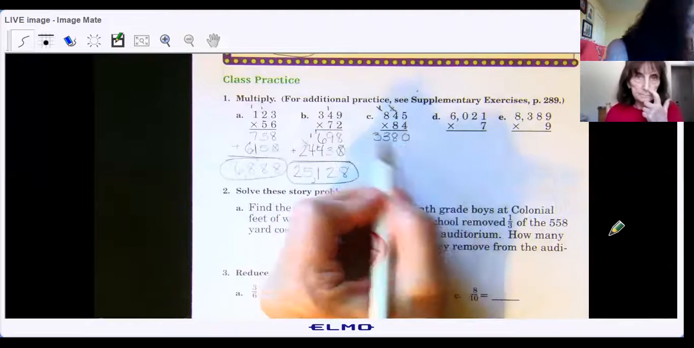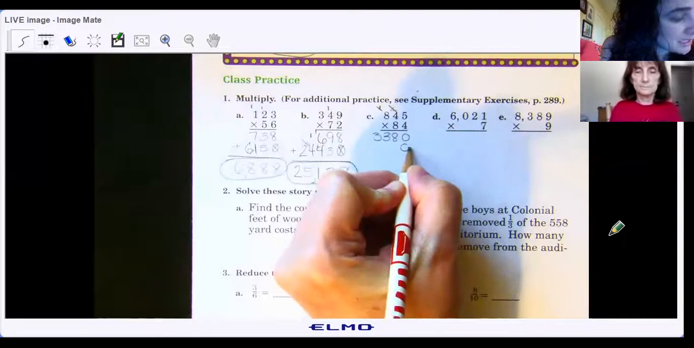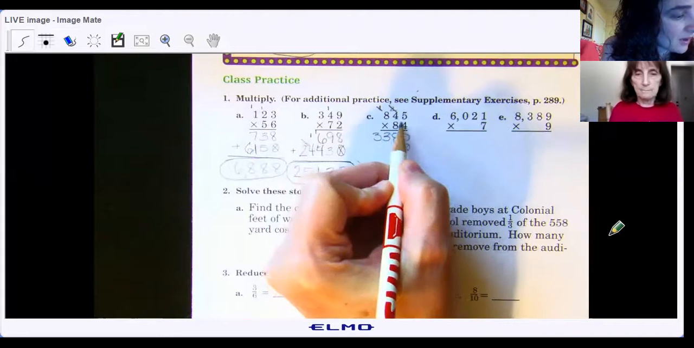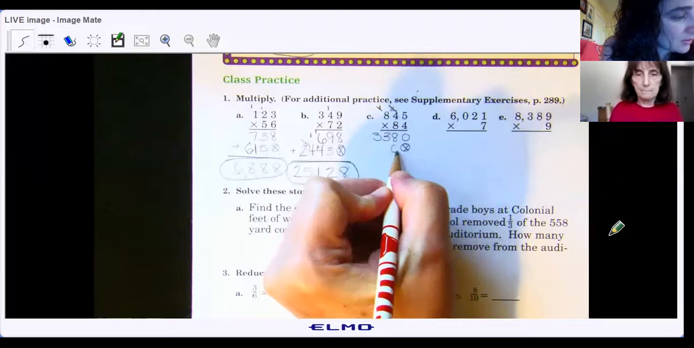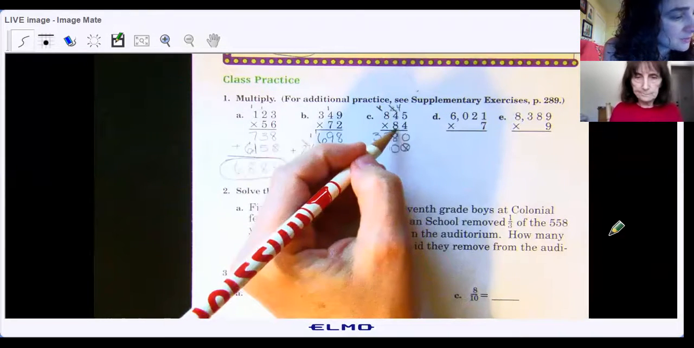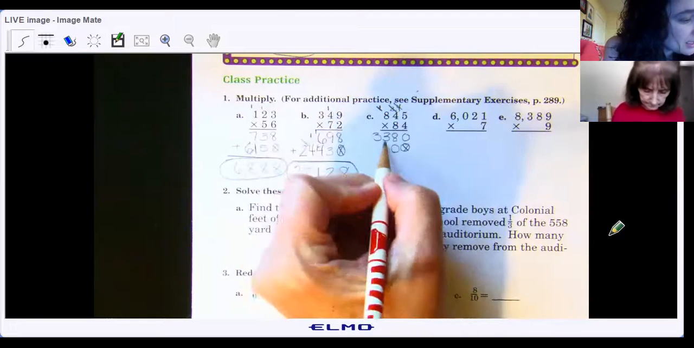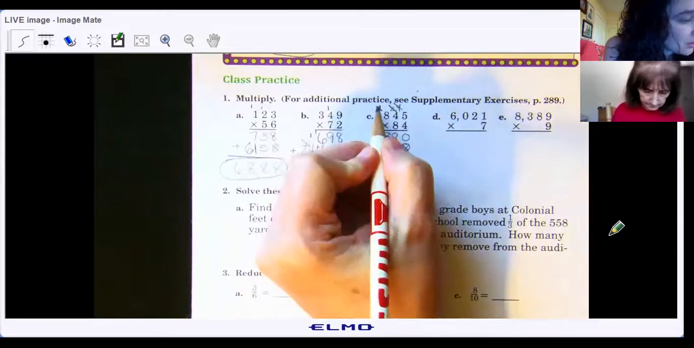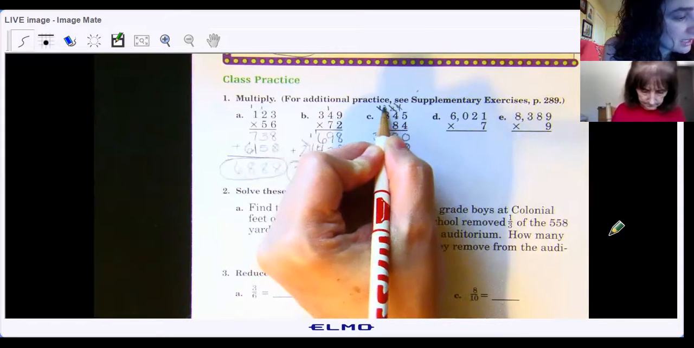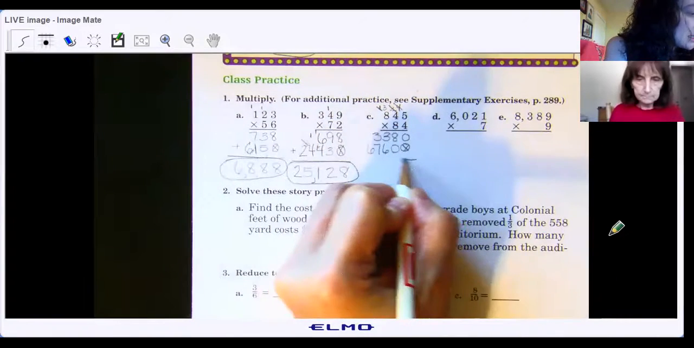So now we've got the first part done. Then we're done with the ones. Like Mrs. Biggs said, we put a placeholder. Then we have 8 times 5 is 40. We put the 0, carry the 4. 8 times 4 is 32. Plus 4, cross it out, is 36. Carry your 3. 8 times 8 is 64. Plus 3 is 67. So those are your partial products.